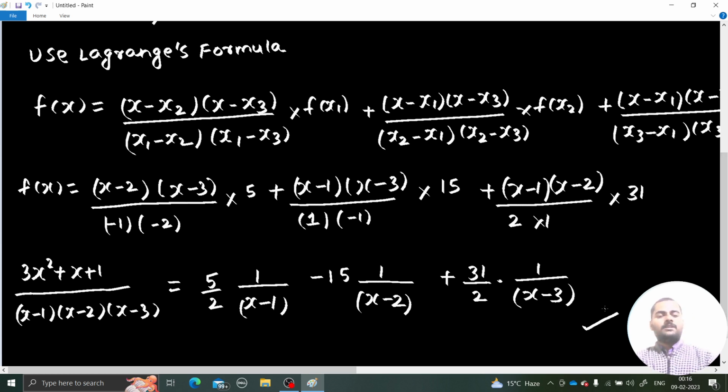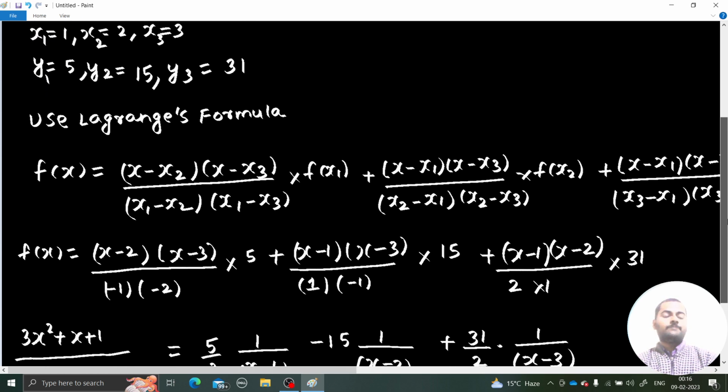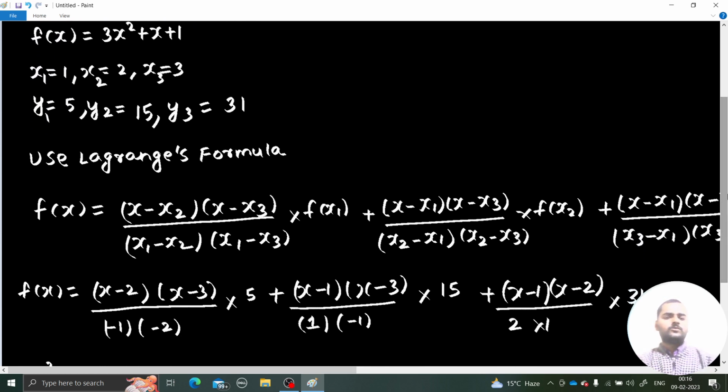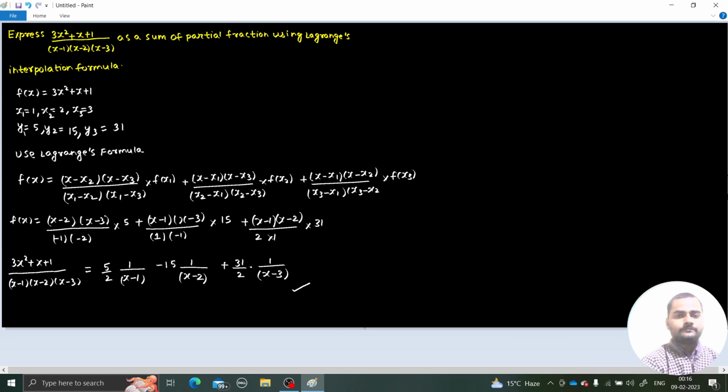So this is one more way to resolve partial fractions, although it's a bit lengthy, but yes, you can also do it this way. This was just one application of Lagrange's interpolation formula.